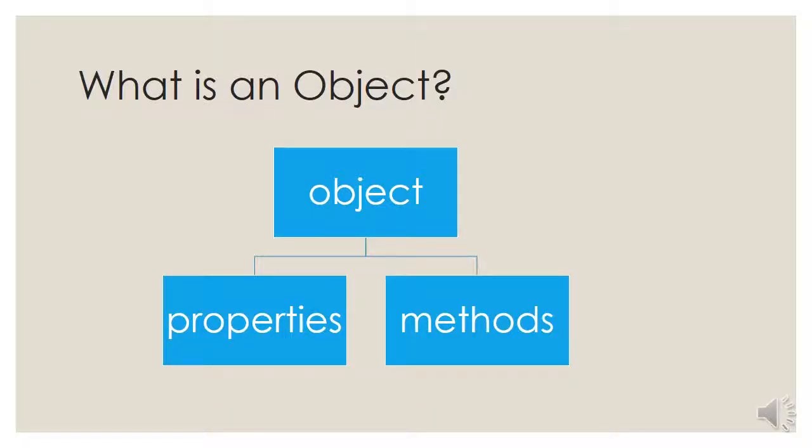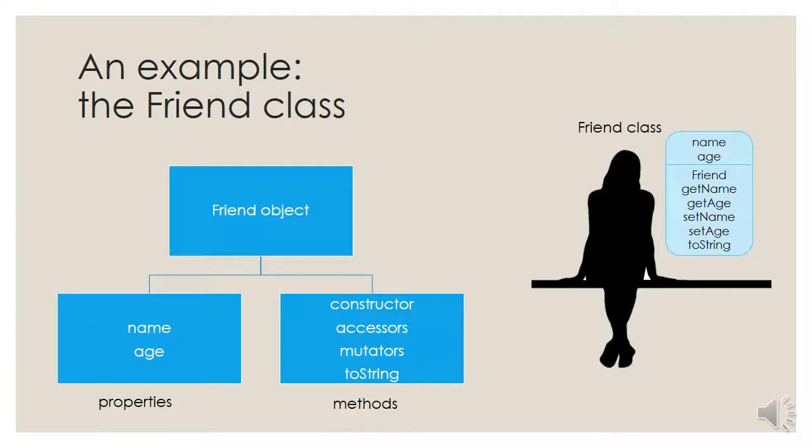What is an object? It might seem strange to think that we have objects in programming, because programming is abstract, whereas we think of objects as mostly physical, tangible things. What you need to remember is that objects in programming and in Java have properties and methods. So we'll look at an example, the friend class.